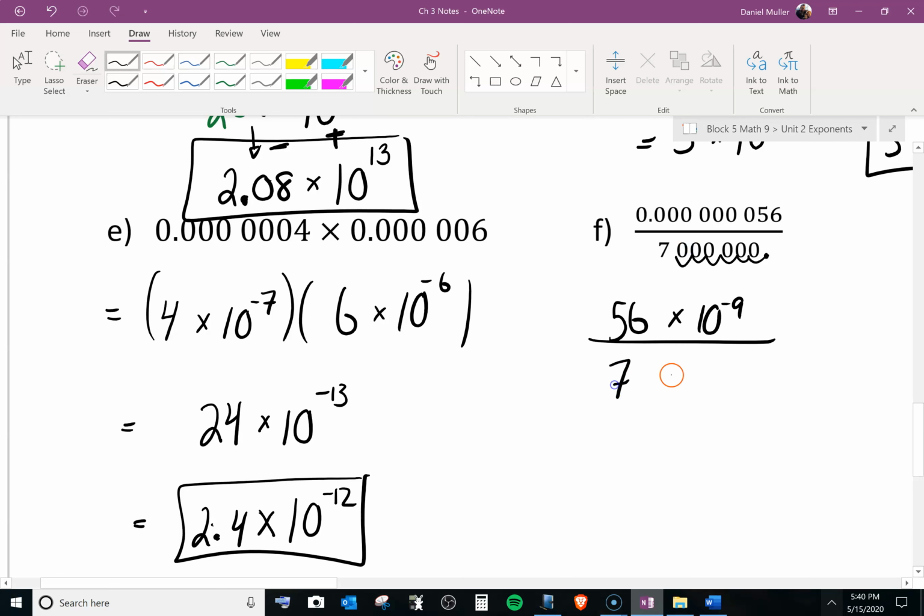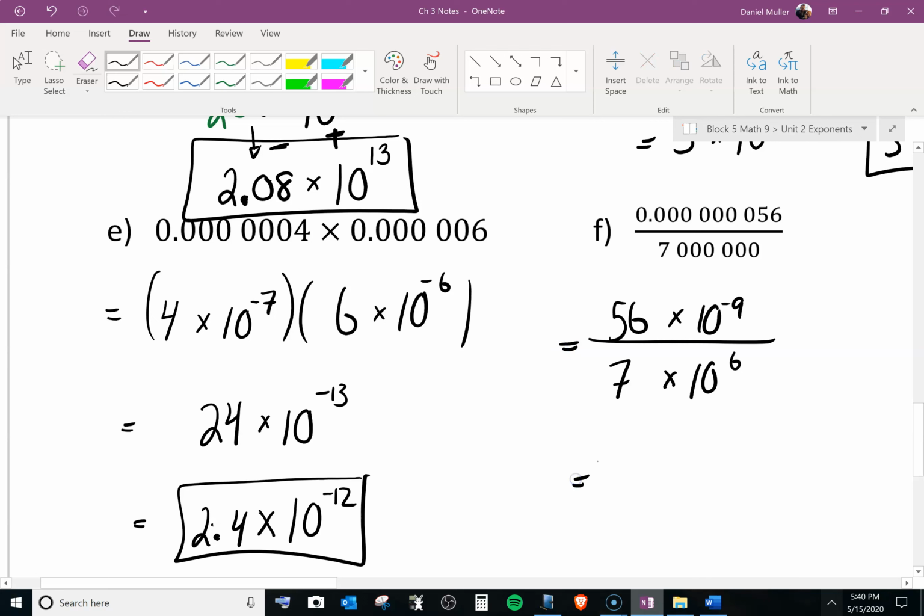So I make it 7 at 10 to the 6. Now I took 7 million and I made it 7. So I made that smaller. So I need to balance it by making this side bigger. So it's a positive 6. So I'm okay there. It already is a positive 6.